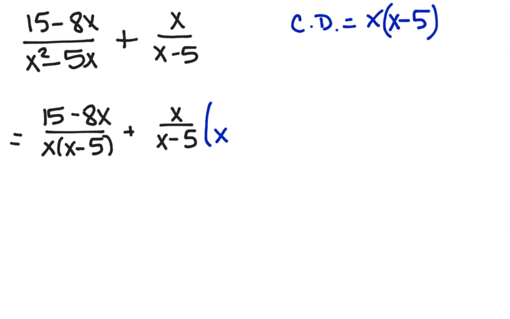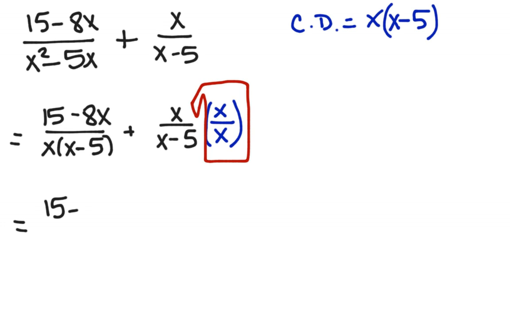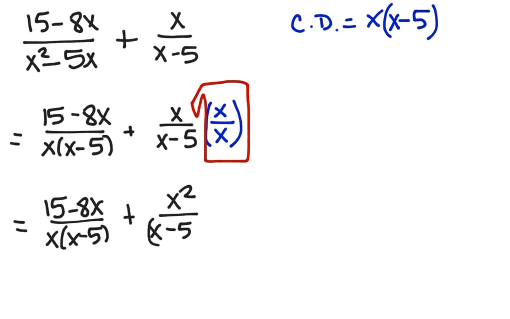But I can't just multiply the denominator by x. We have to multiply the numerator by x also, because really that x divided by x is a fancy form of 1. And when we multiply by 1, we get the same thing that we multiplied. However, it's going to look in a little bit different format. So here's what I've got. I still have 15 minus 8x over x times x minus 5 plus x times x, which is x squared, so I have x squared over x times x minus 5.